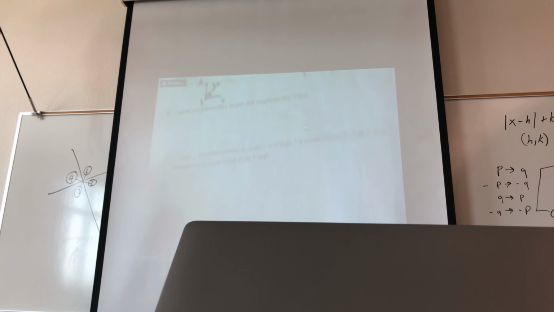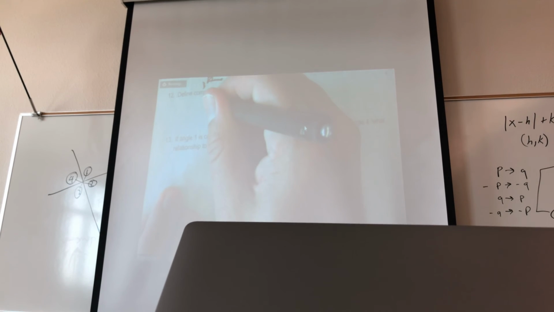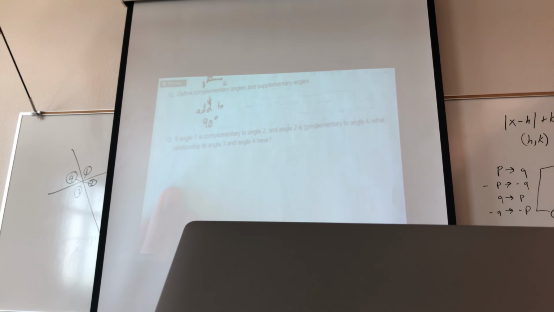Number 12, we're coming to the end of what we did as far as the geometry was concerned. Define complementary angles and supplementary angles. Complementary angles will add together to make 90 degrees. So on the question we just had there on number 11, those two would be complementary angles. They add together to make 90. But understand that they don't have to be directly adjacent to one another. They don't have to touch.